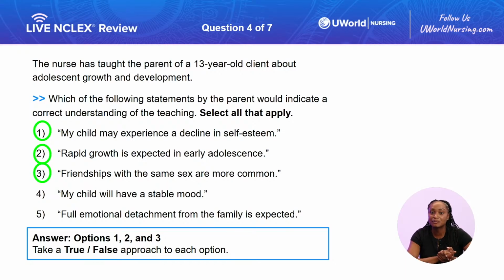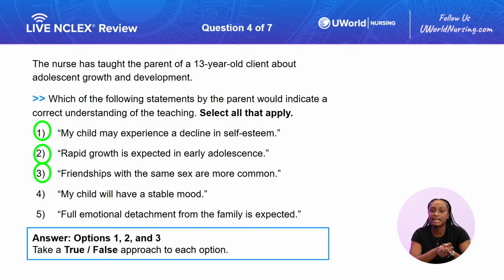Option 3, friendships with the same sex are more common. This is true. The girls usually hang around the girls and the guys usually hang around the guys because they want that commonality to raise their self-esteem and make sure that they're growing at the same rate and that they're alike with all their friends. So you usually see same-sex friends in the early teenage years. You usually start having different-sex friends a little bit older, like in the late teens to early 20s.